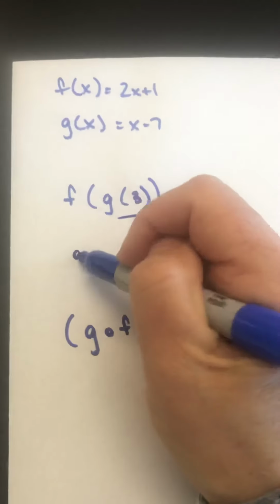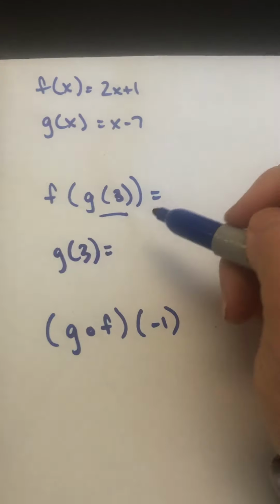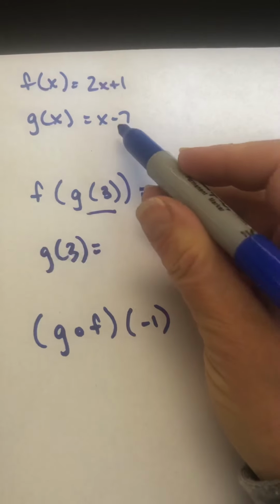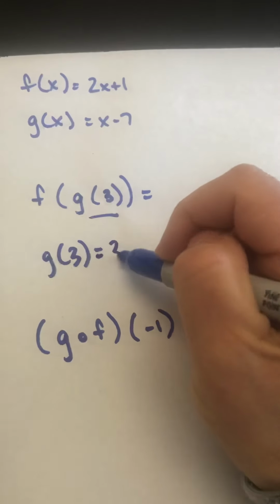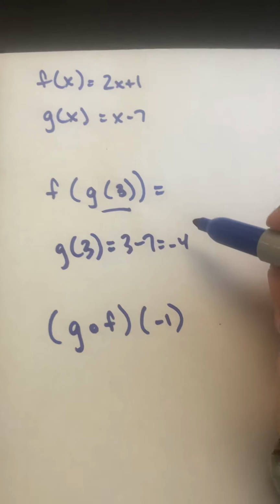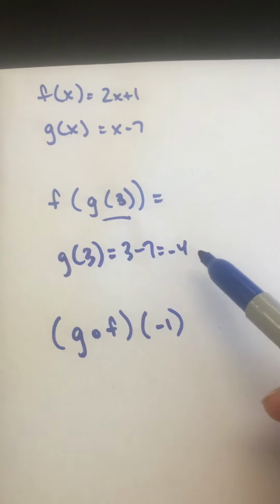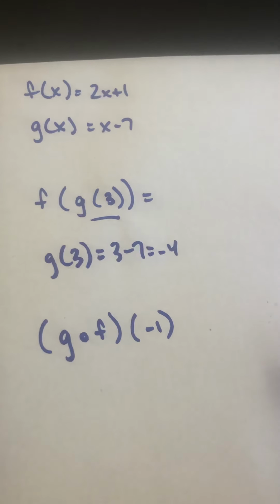So again, come off to the side of your paper. Say, what is g of 3? Well, wherever there's an x in your g function, you're going to put a 3 in there, so it becomes 3 minus 7, which is negative 4. So now g of 3 is replaceable with negative 4 because they're equal to one another.